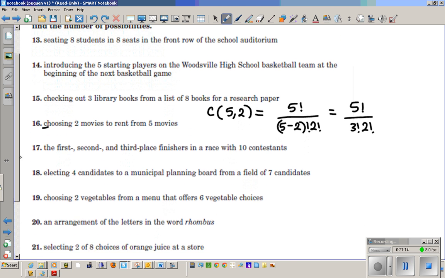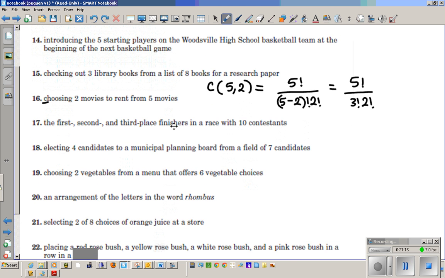Alright, number 17. First, second, third place finishers in a race of 10 contestants. See the word here, place? First, second place. Those are positions, right? Is order important here? Yes, because if someone is first, he can be second or third. So this order is important. This is permutation.